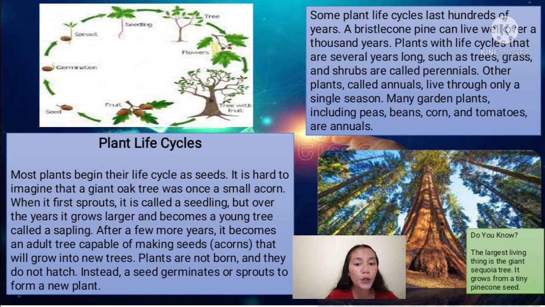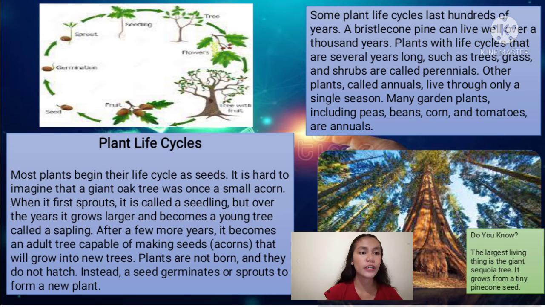After a few more years, it becomes an adult tree capable of making seeds or acorns that will grow into new trees. Plants are not born and they do not hatch. Instead, a seed germinates or sprouts to form a new plant. Some plant life cycles last hundreds of years. A bristlecone pine can live well over 1,000 years.